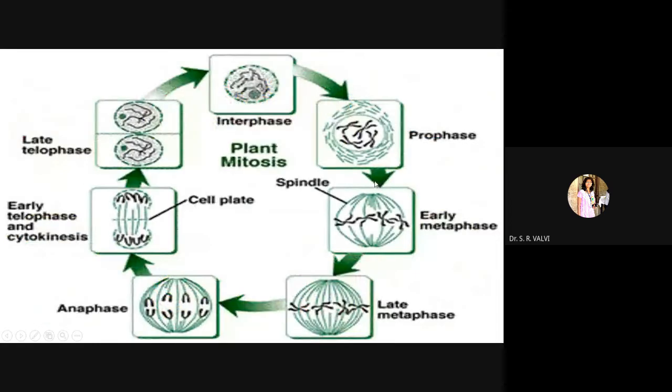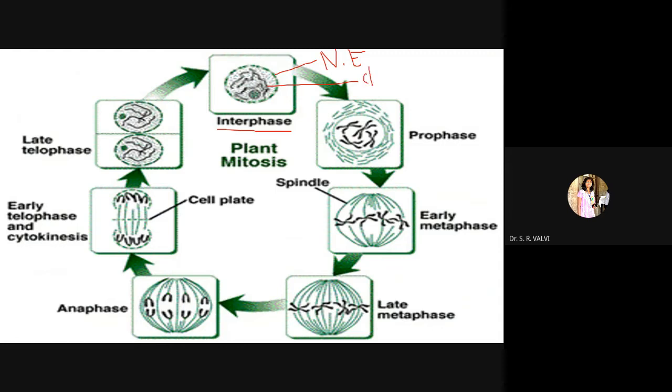Again, see, this is a very clear image of mitosis, I can say. Let me take this pointer. So this one is interphase, where you can see here, this is the nuclear envelope, which is going to disintegrate. Then inside this, these are the chromatin.